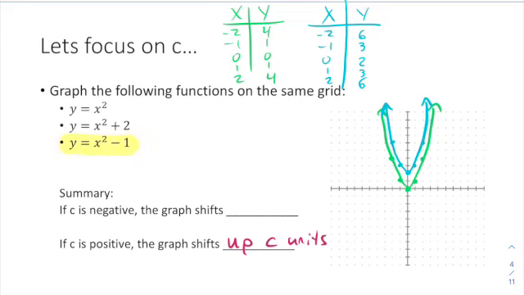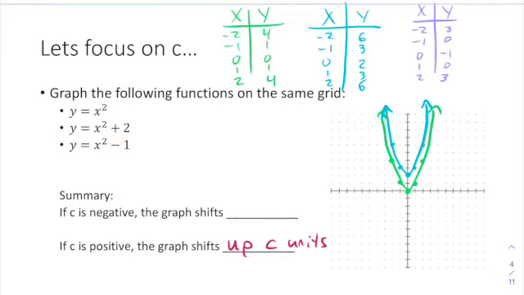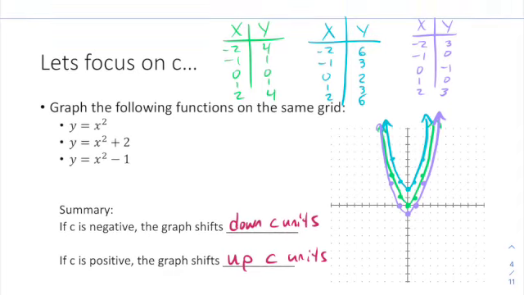Now let's take a look at this third graph and see what this minus 1 does. Well, when I throw that on the grid, I see that that original parent function shifted down 1 unit. So a negative c shifts the graph down c units. So what we learned here is that c is going to impact the graph by shifting the original parent function up or down c units.